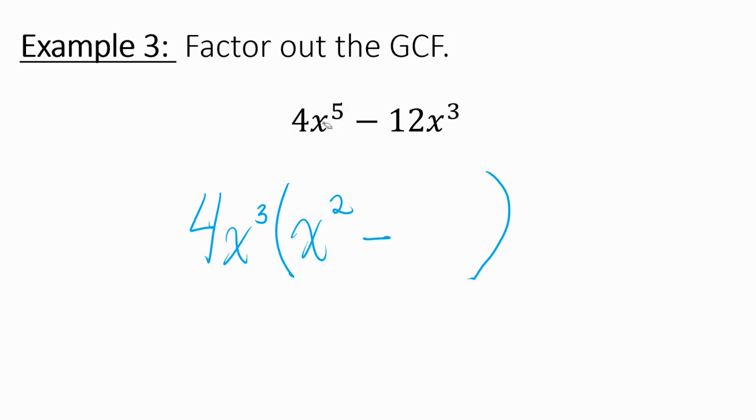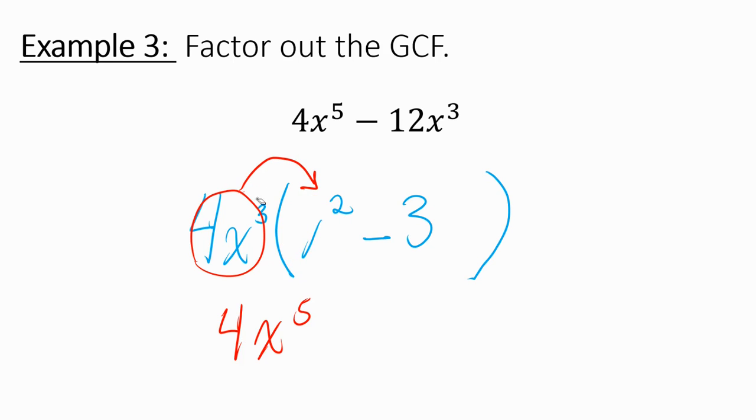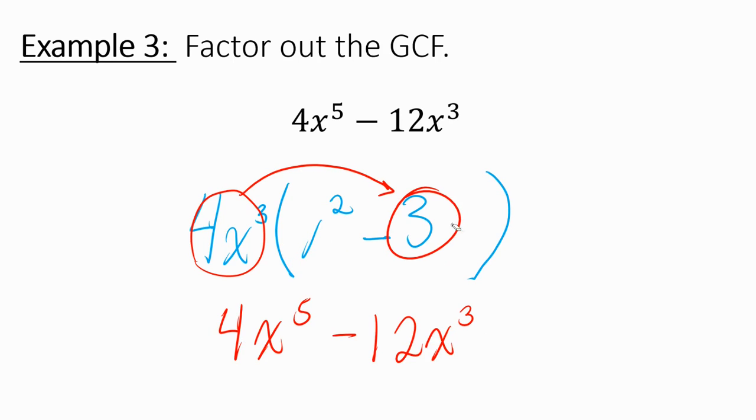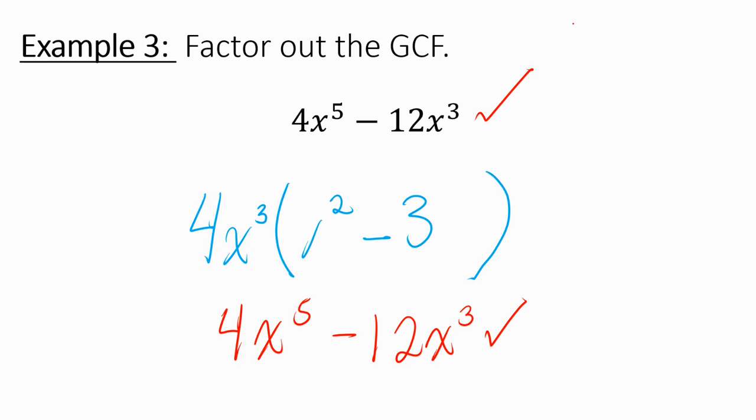All right, so now I'm looking at my next term. I have 12x cubed. And I'm going to divide that by this, the 4x cubed. All right, well, 12 divided by 4, that's 3. And then x cubed divided by x cubed is just 1. It goes away, so I'm not going to write anything after that. It's just 3. So it looks like this is our answer. I'm going to multiply it back out to double check. All right, and so we got our original answer back, so it looks like we factored it out correctly.